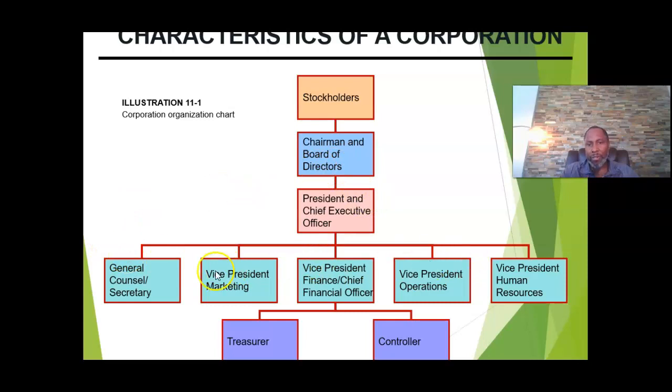Then you see the other positions typically you have for a corporate org chart. Now, these first three will always be the same. This next section can vary from corporation to corporation.